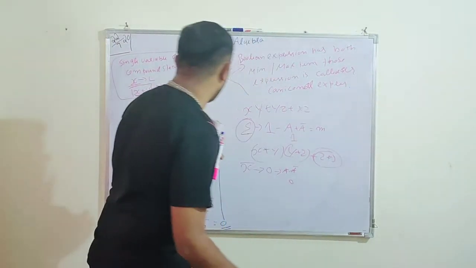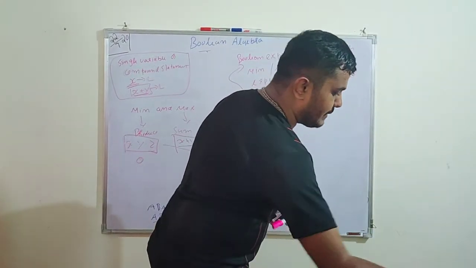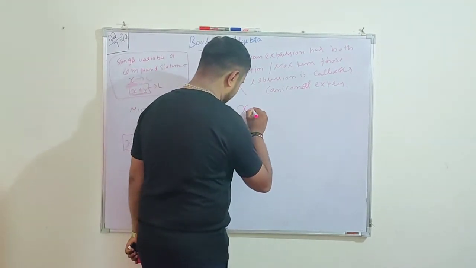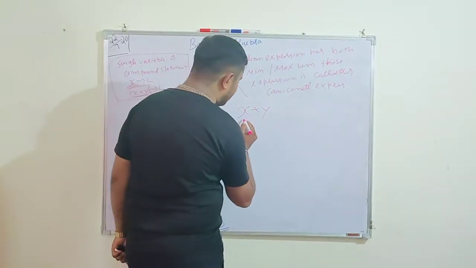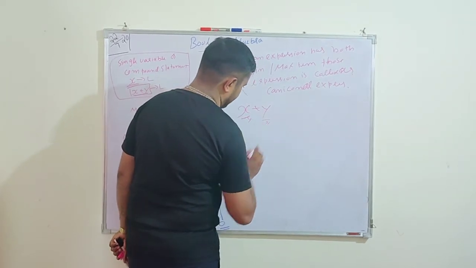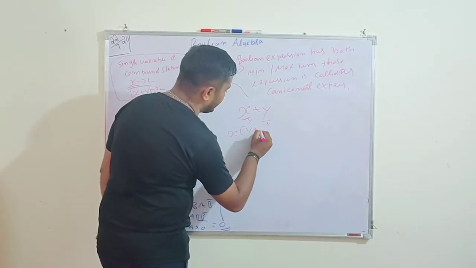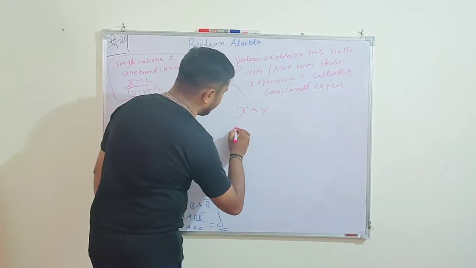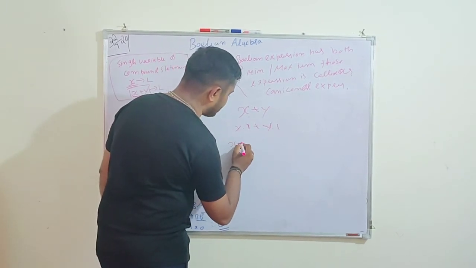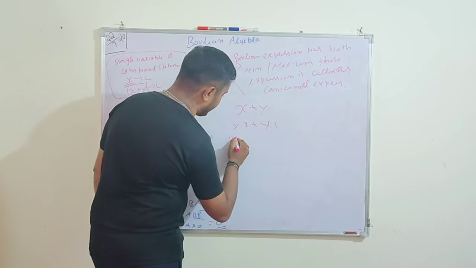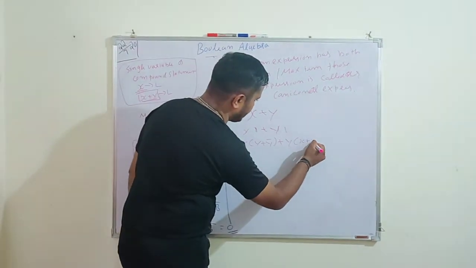Now let us solve a single sum for min term. How do we represent an expression as min terms? Let us take an example, x plus y. First you should check which is the missing character. Here y is missing in the first term, and here x is missing in the second. So we multiply by the missing character. x into y plus y bar, so x means x into 1, and y means y into 1. How do we get 1? From x plus x bar. So we get x into y plus y bar plus y into x plus x bar.